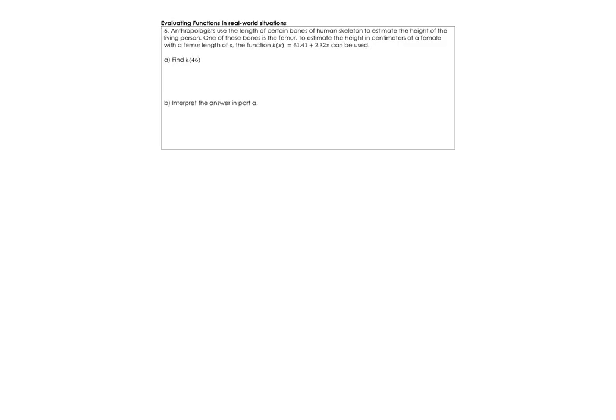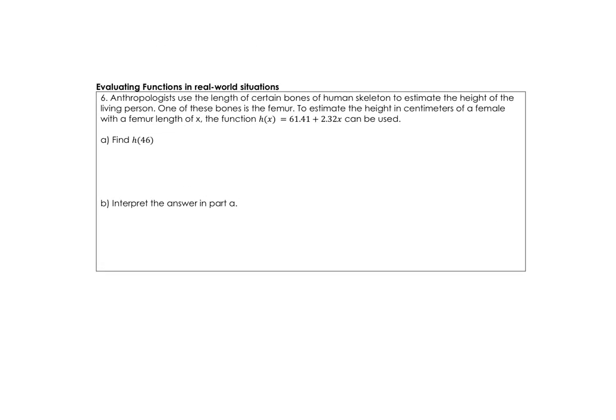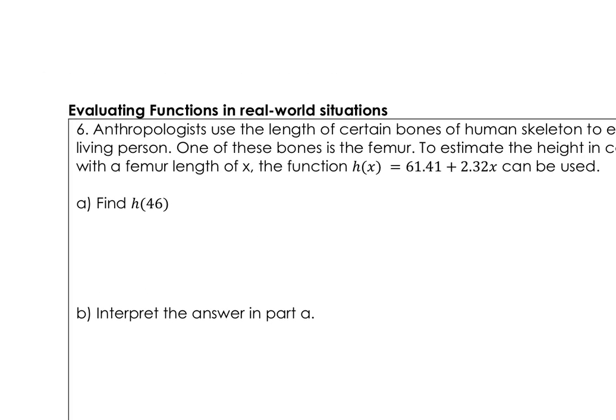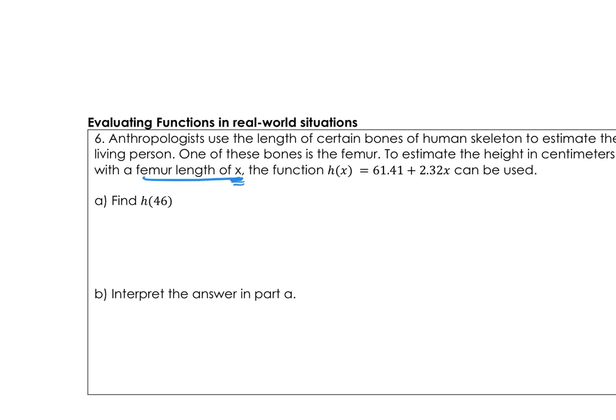Let's get a little story problem here. Anthropologists use the length of a certain bone, or of certain bones, of the human skeleton to estimate the height of a living person. One of these bones is the femur. To estimate the height in centimeters of a female with a femur length of x, so look, they're defining what my x is. X represents the length of the femur. The function h of x is equal to 61.41 plus 2.32x can be used.